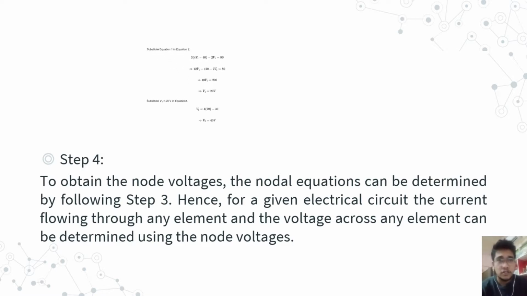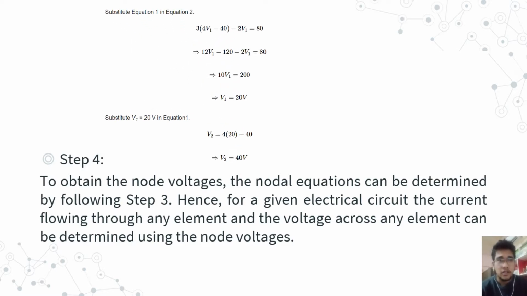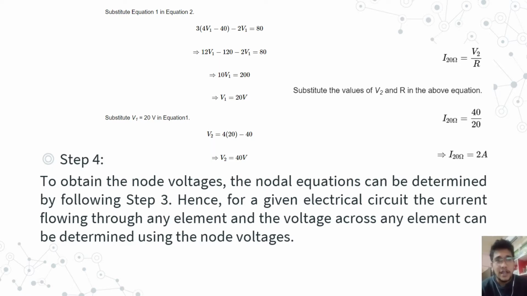The nodal equations can be determined by the following step 3. Hence, for a given electrical circuit, the current flowing through any element and the voltage across any element can be determined by using the node voltages.